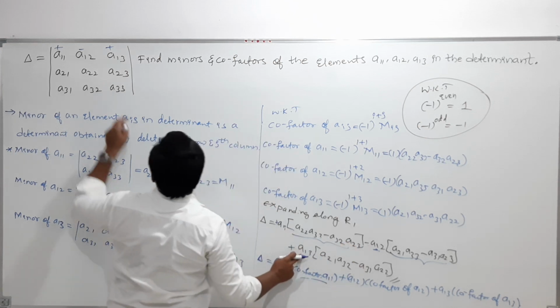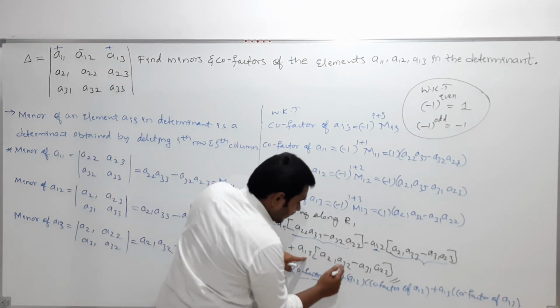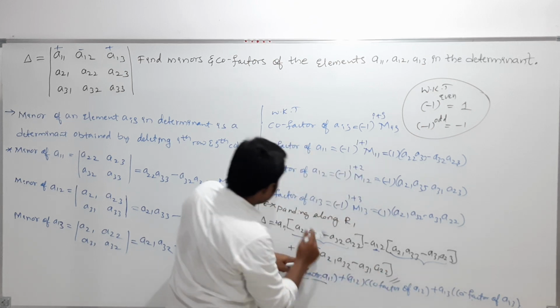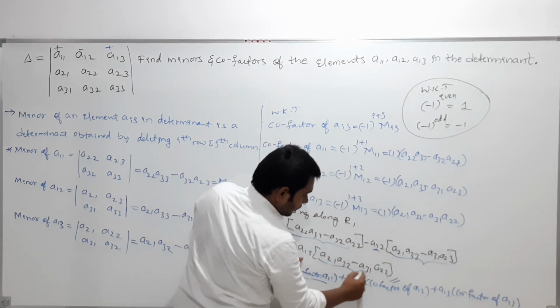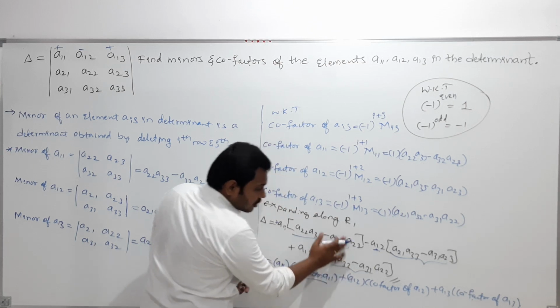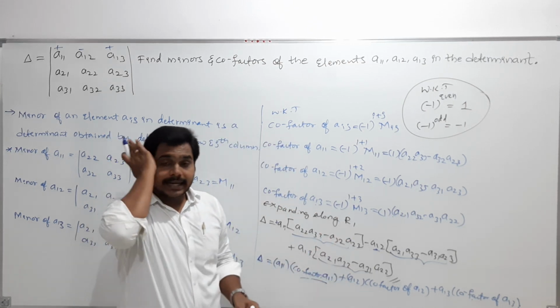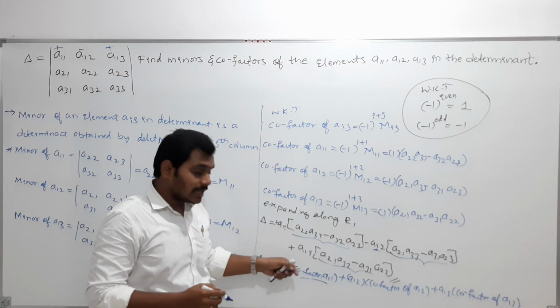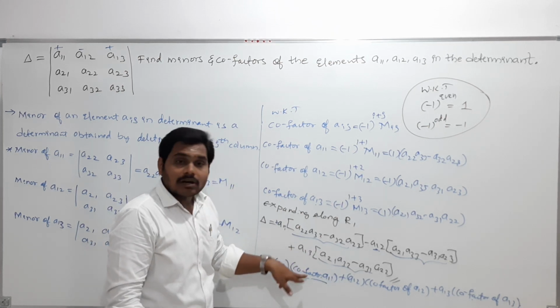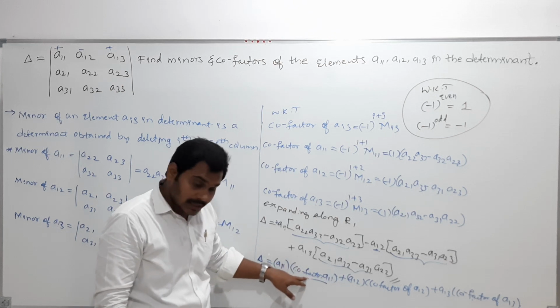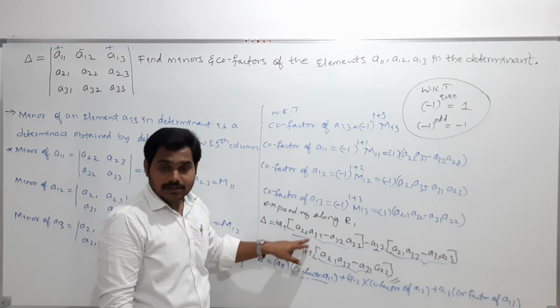And next, this element A13, if you multiply with the cofactor of A13. So what is the cofactor of A13? This is your cofactor of A13. Clear? So both values will be the same, you will get the same value. Therefore, by using this concept of minor and cofactor only, I solved this one.